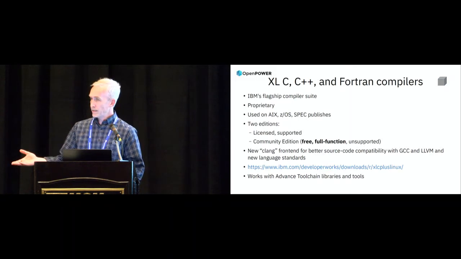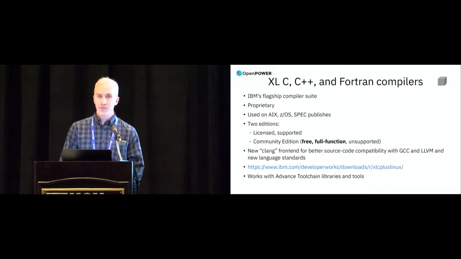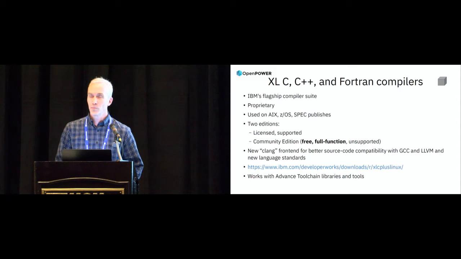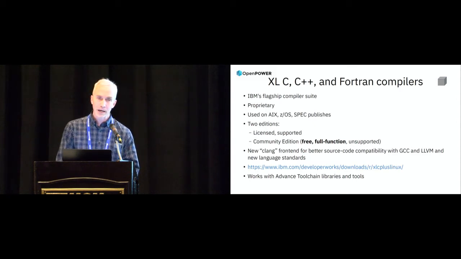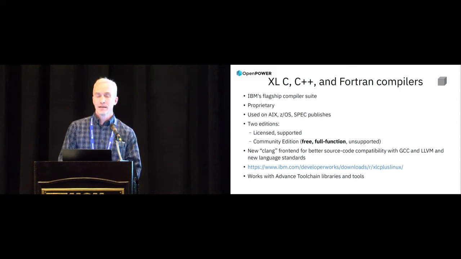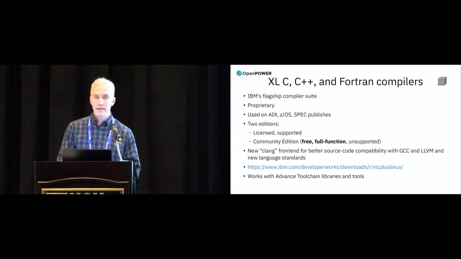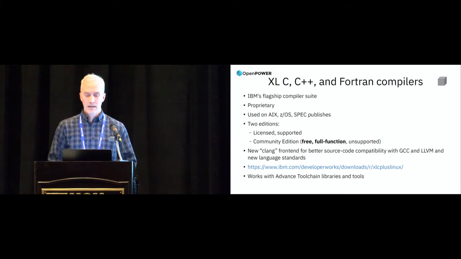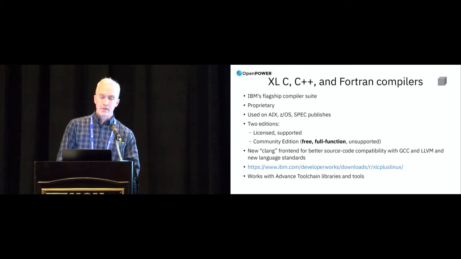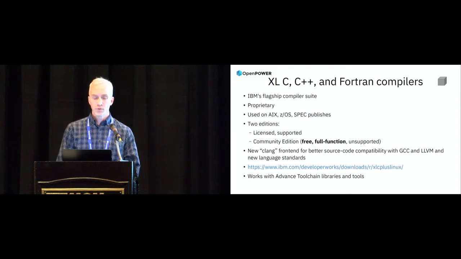If you've worked on AIX, I know at least some in the audience are familiar with AIX, the proprietary and flagship compiler that appears on AIX, the XL compiler suite, is also available on Linux. This is the compiler that's used on the SPEC publishes that IBM makes. So it is expected to provide some of the better optimization techniques. It is the version most people are familiar with, the licensed and supported version.